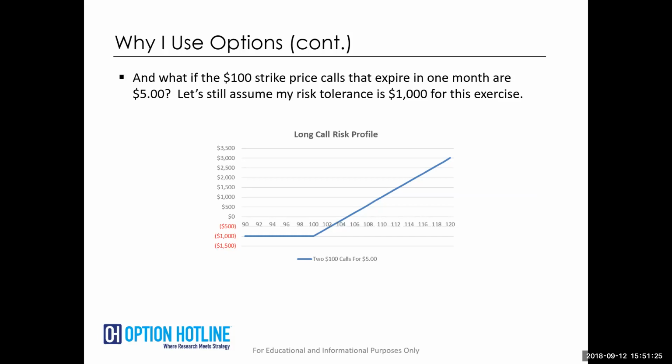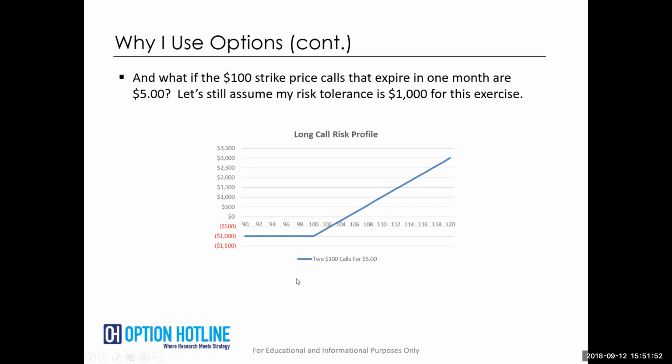Well, if that stock goes to $120, each of these calls is now worth $20. So I made $15 per call. That's a $3,000 profit. If the stock drops, I lose my initial premium, $5 times 2 times the multiplier of 100, so that's $1,000. So this is starting to give you guys a little bit of a sense of the trade-off, right?